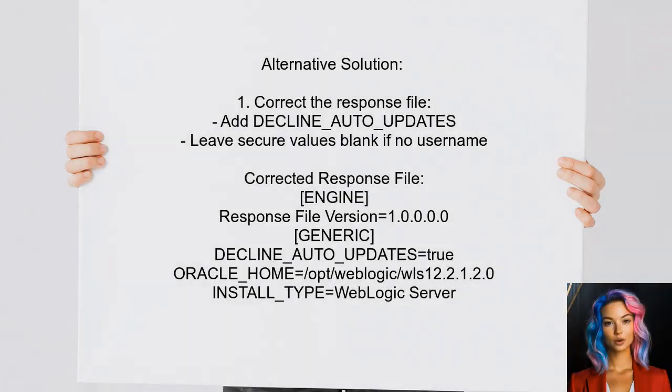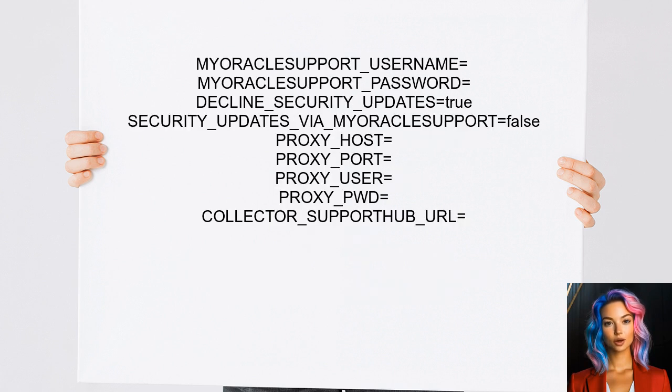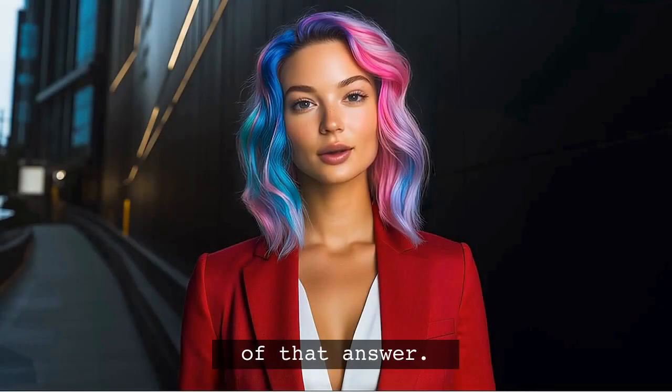An alternative solution suggests that the response file has some issues. The user provides a corrected version, emphasizing the need to set a value for decline auto updates. If set to false, additional parameters are required. They also clarify that the placeholder for secure values should be left blank if no username is provided. That's the end of that answer.